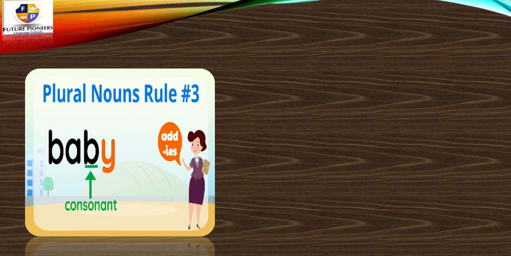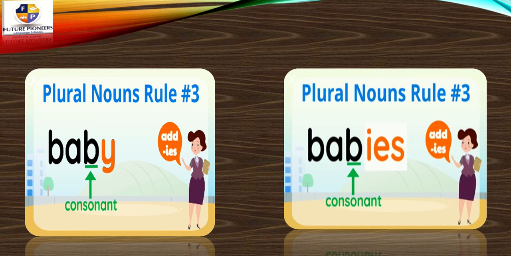Baby. What can you see here before the letter Y? B. And B is a vowel? No, it's a consonant. So if the Y is preceded by a consonant, we will cross the Y and add IES.